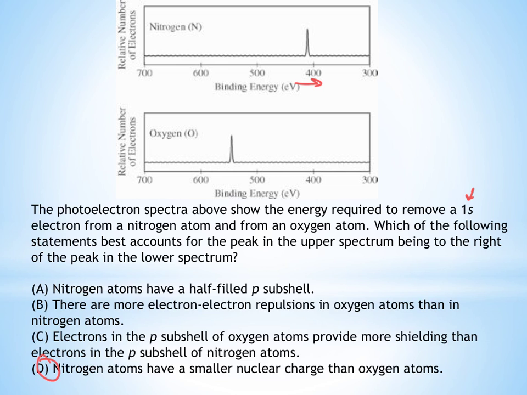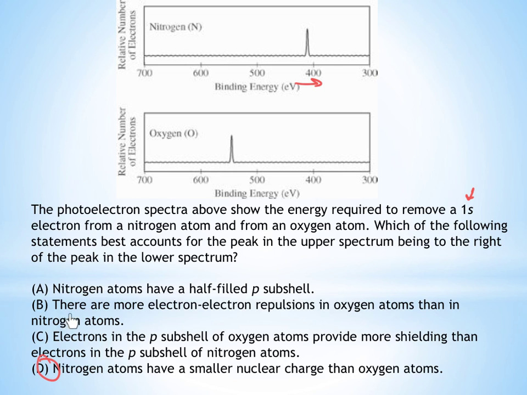Now I'm going to talk a bit about A, B, and C and why they're incorrect. First of all, A talks about a p subshell. Well, we don't care about p subshells, and p subshells have little to no effect on the 1s electrons being discussed in this problem, and so this doesn't make any sense. Likewise, C talks about p subshell electrons of oxygen. Again, I just stopped reading because p has little effect on the 1s orbital.